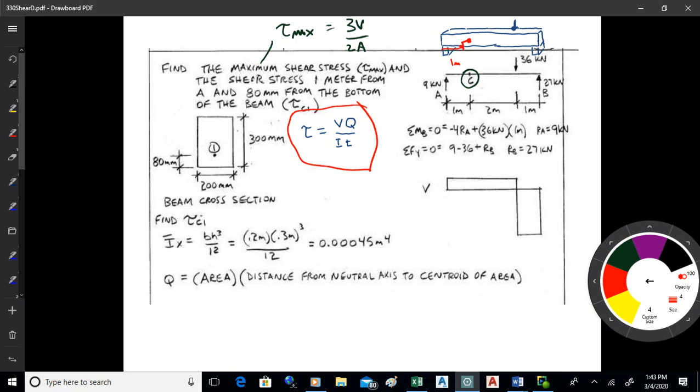Okay, so do that shear diagram drawn out and find the shear max and also the shear at point C, and find tau max for that thing too.